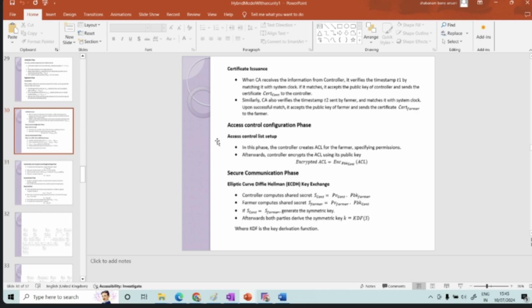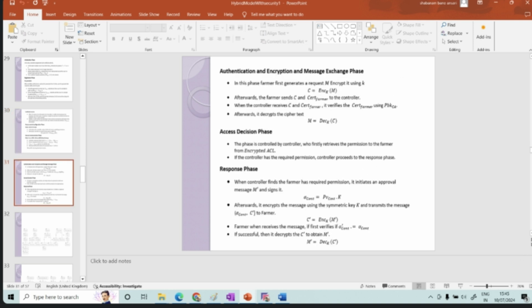You see here, the access control list is created by the controller. So if the farmer wants to access, this phase will first retrieve the permission. Whatever message it receives from the farmer, it will first retrieve the permission of the farmer from the encrypted ACL. If the farmer has the required permission, the controller proceeds to the response phase. I mean, if the message is sent from the farmer to the controller, then only it will take this response phase on the basis of the permission of the farmer.